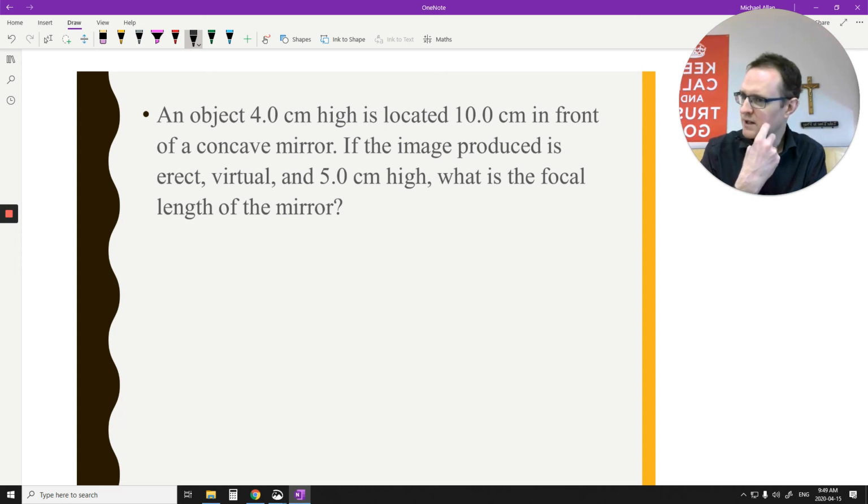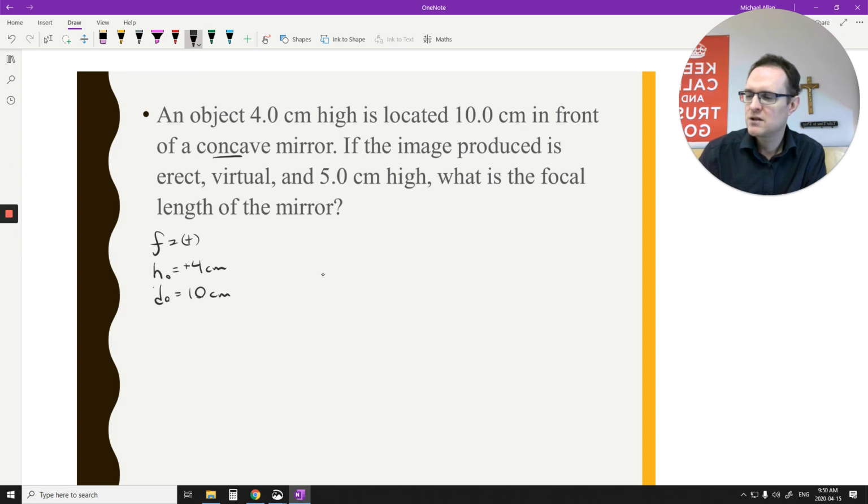We want to find out what is the focal length of this camera. Oh, we got a concave mirror. So what I know is the focal length is going to be a positive number. I just don't know what positive number it is. They tell me the height of the object, which is 4 centimeters. They tell me the distance of the object, which is 10 centimeters.